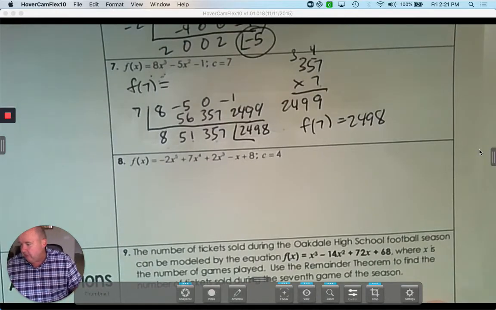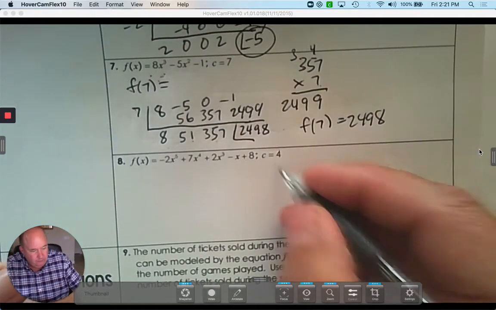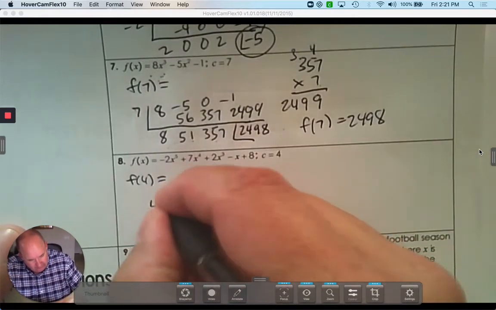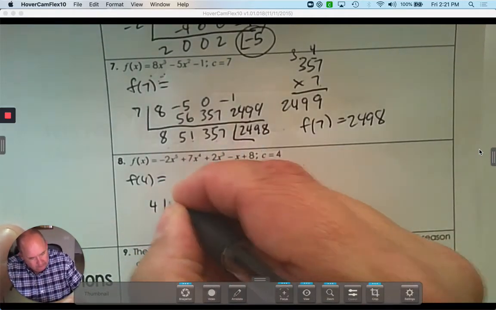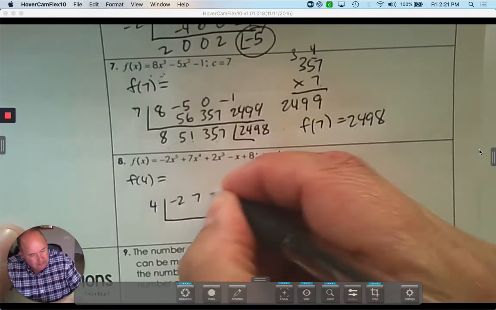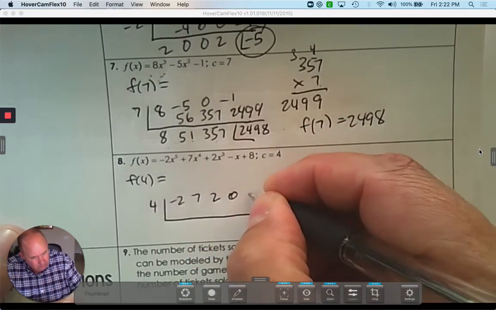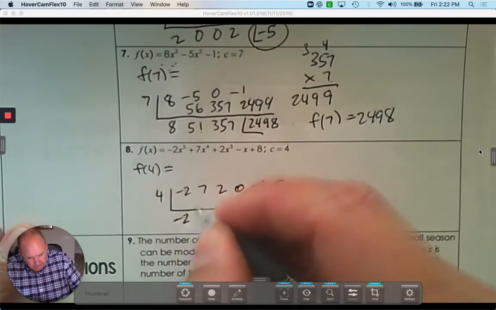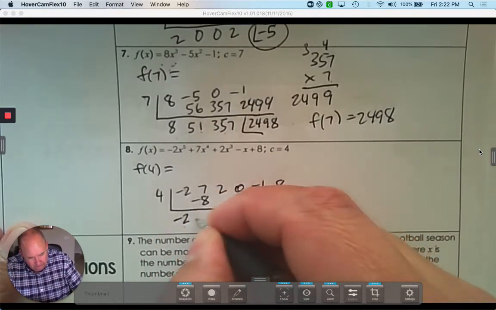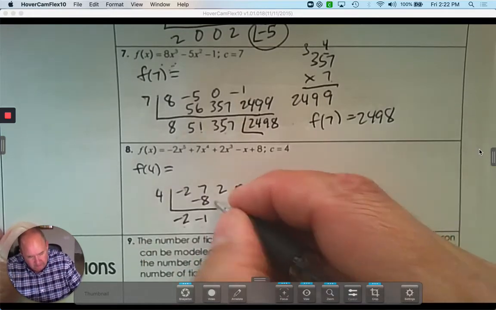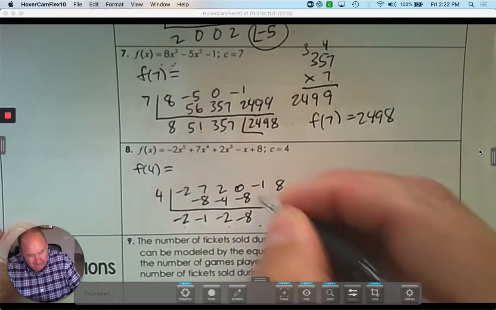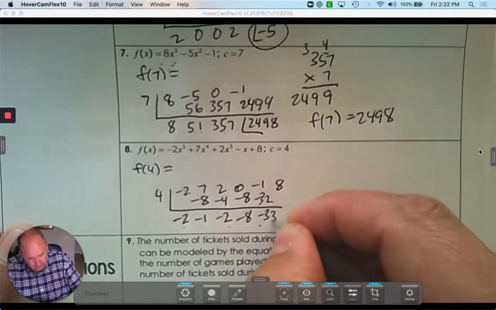Number 8, use synthetic substitution. So if you substitute 4 in, what would that equal doing synthetic substitution? So there's my synthetic substitution. Make sure if you're missing, I'm missing an x squared, so be careful of that. Everything else is there. Negative 2. So 4 times negative 2, that leads to negative 1. 4 times negative 1, negative 8. Negative 32, that's negative 33.